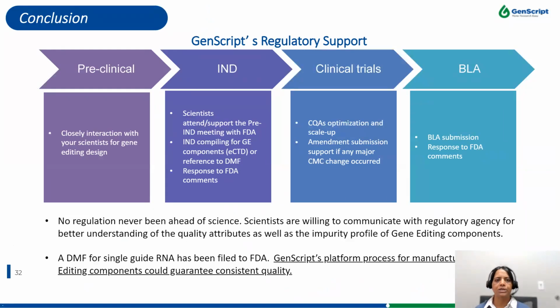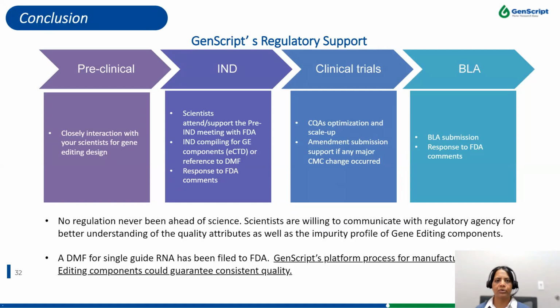In summary, to meet the regulatory requirement, GenScript supports customers at every stage of the development process. We have different kinds of quality control process already in place, and we keep changing them as per the requirement of the customer. And during the preclinical phase, our scientists work closely with our customer team on gene editing design. We provide online tools for sequence design and engage in technical discussion to optimize their project.